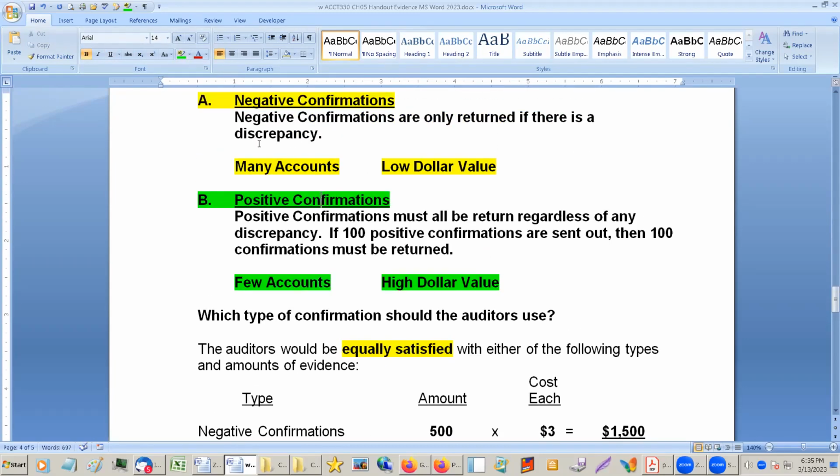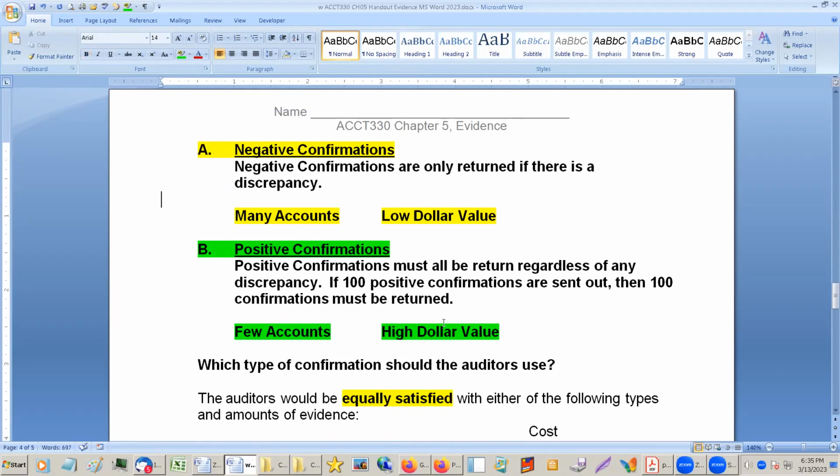Okay, so negative confirmations are when there's many accounts and low dollar value. And the idea being, look, if somebody doesn't send it back in, these are probably not material anyways, these are low dollar amounts. So if somebody were to not send one in, or even a few people didn't send one in, it probably wouldn't make too much of a difference because they're low dollar values. And because they're low dollar values, if they're misstated, it's probably not that big of a deal, at least individually for those accounts.